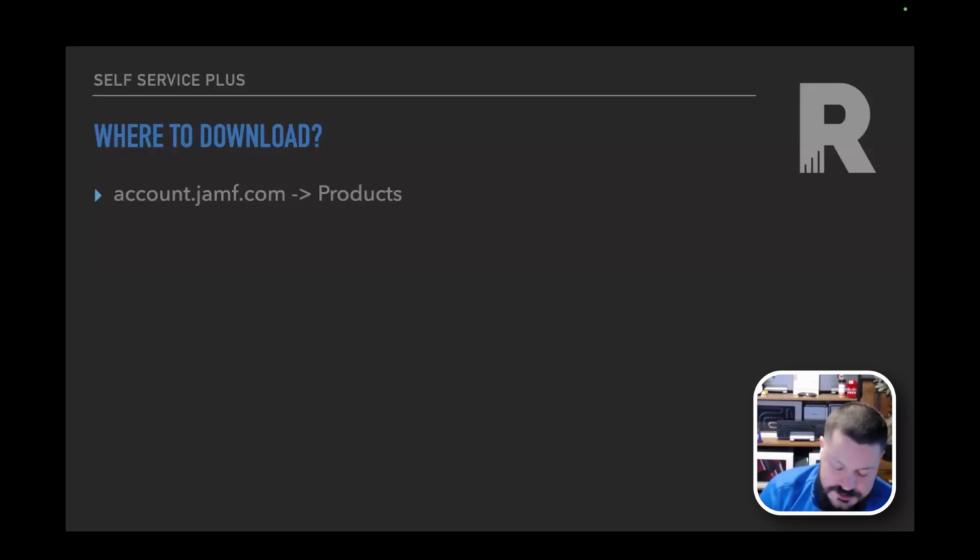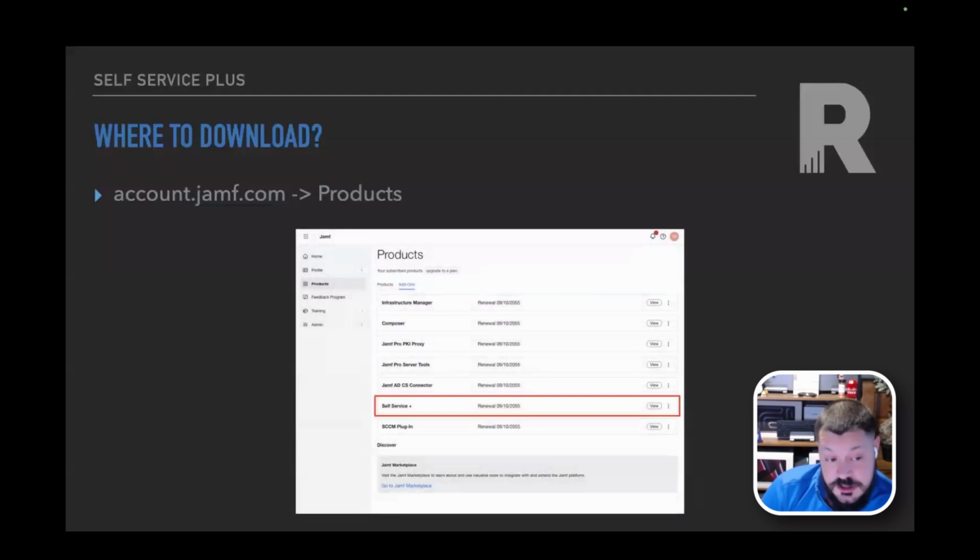So where do you download this? Tying back to the Jamf ID thing, you want to go to account.jamf.com, and under Products, you will see Self-Service Plus is available to download. I believe the current version now is 1.1.0. And essentially, you'll just deploy that in a policy to your environment, just like you do any other application.